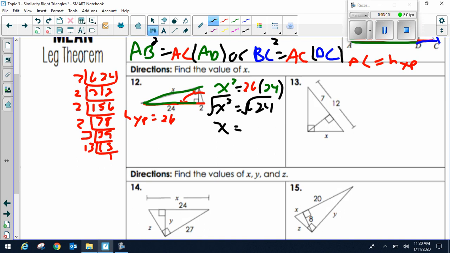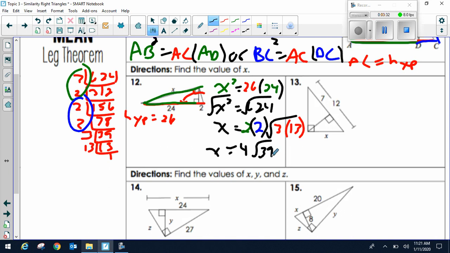So again, we're looking for pairs. All right, so you got a pair of 2's that's going to come out. You have a second pair of 2's that's going to come out. And those are going to get multiplied together. Everything left over, which is the 3 and the 13, are going to get multiplied together on the inside. So my answer here would be 4 square root 39. All right, let's do another one.